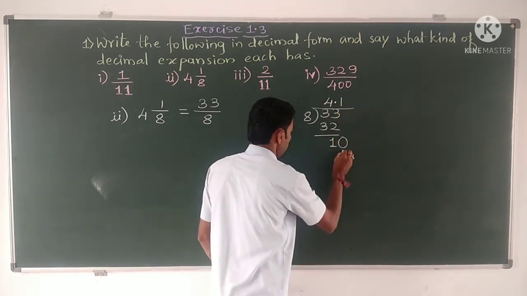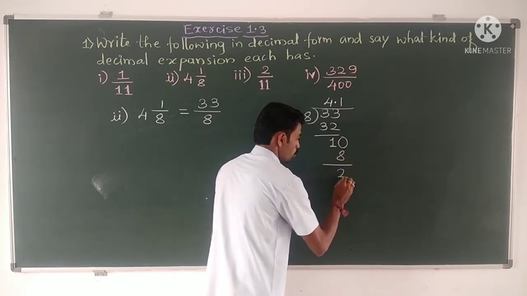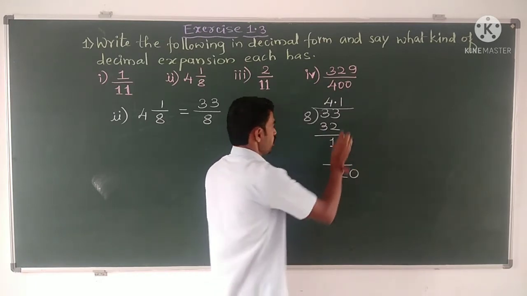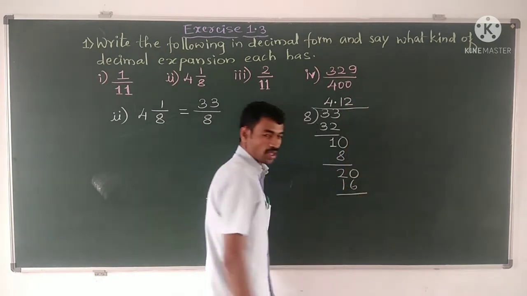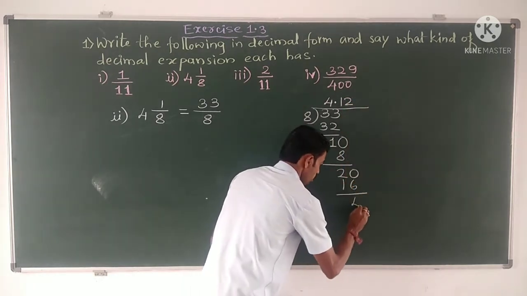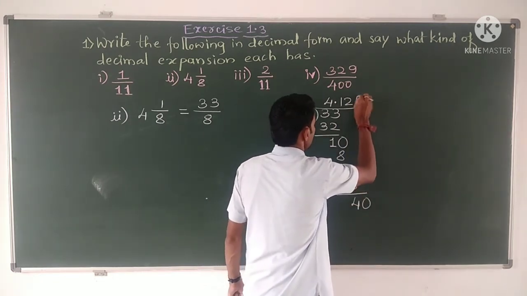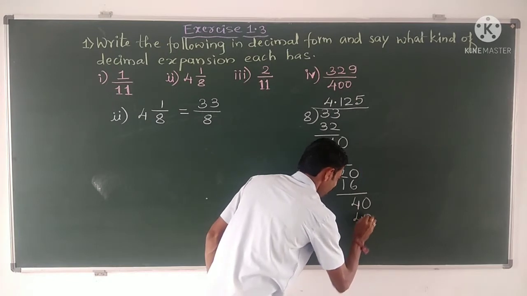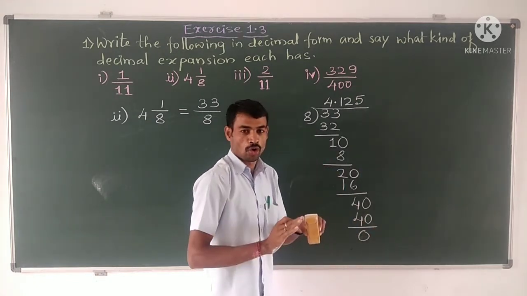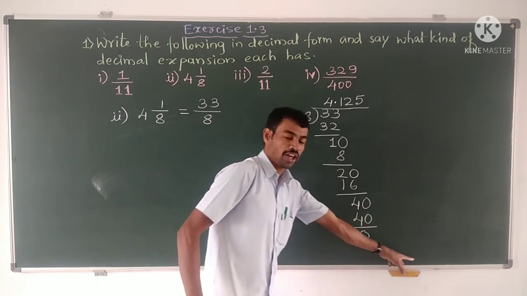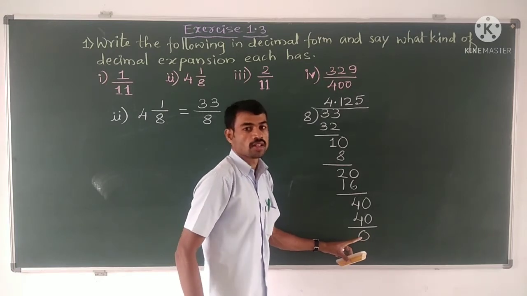8 1s are 8. So 10 minus 8, 2. Again 0. 8 2s are 16. 20 minus 16, 4. Again take 0. 8 5s are 40. Here remainder is 0. No more division is continued next. Why? Because we obtained remainder 0.